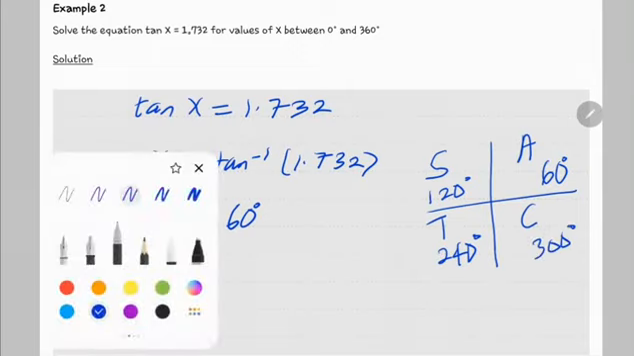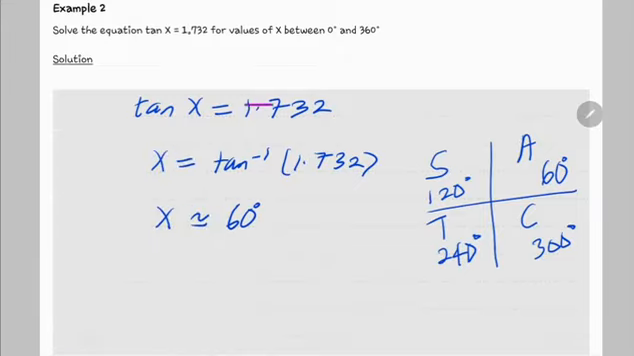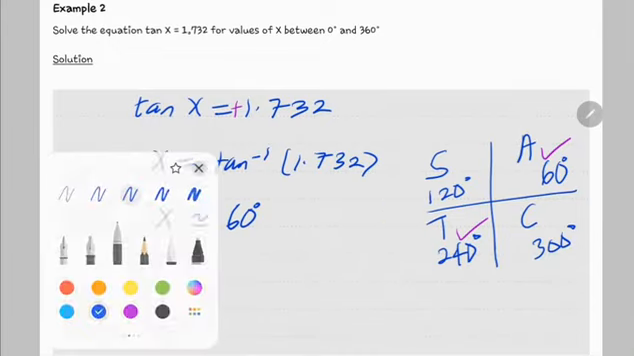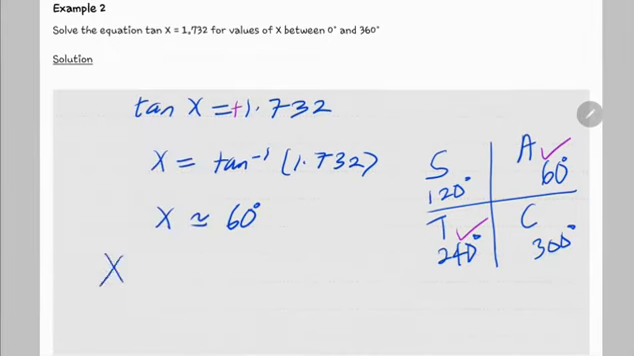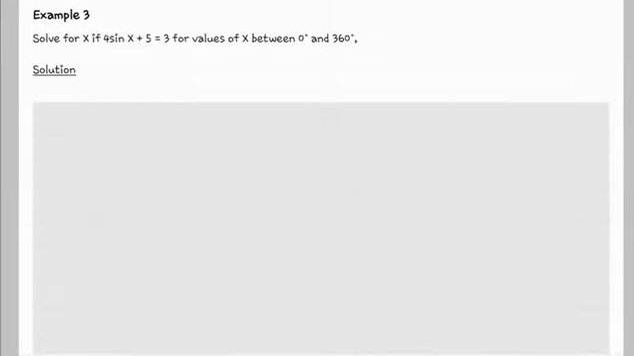So I'm just going to pick the one that will give me a positive answer, since the tan of x is a positive value. So I'm going to pick this one and the third quadrant. So my final answer will be the ones that will give me a positive answer. So x will be equal to 60 degrees and 240 degrees.